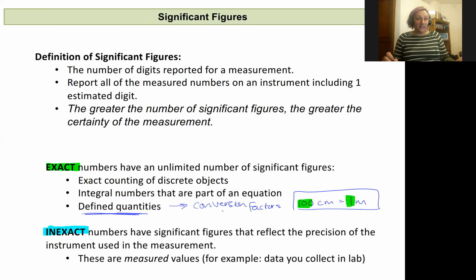Now, inexact numbers will have significant figures that actually reflect the precision of an instrument that was used to take a measurement. And so these are always going to be measured values. So things like collected data from lab or data that's reported that you're using from someone else. That means that the nice way to differentiate between these two is that if our inexact numbers are measured, our exact numbers are typically given or definitions.